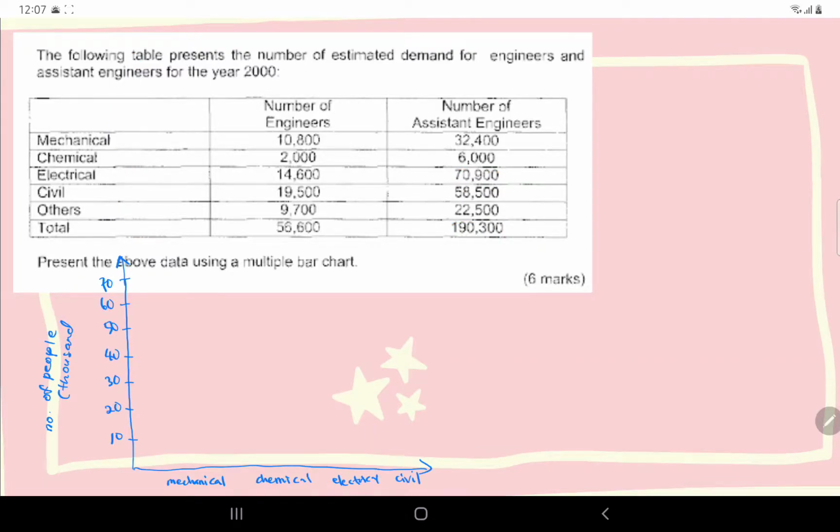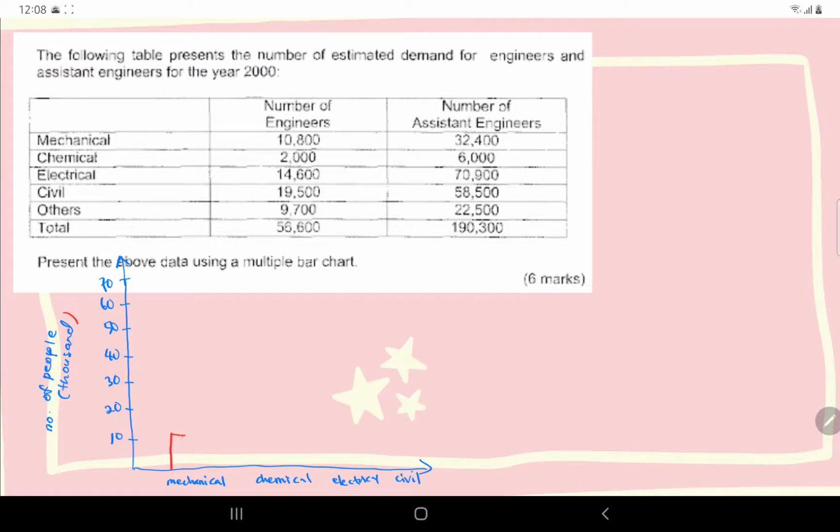Okay, I'm sorry. Our bar chart should be like this. This is the actual bar chart. For mechanical, for the number of engineers, I will use the red color. So the number of engineers for mechanical is 10,800. So it should be right here.